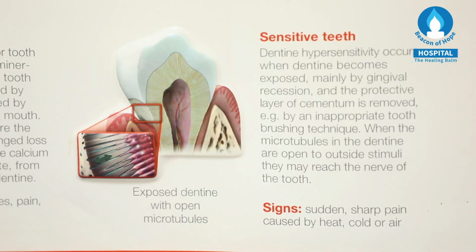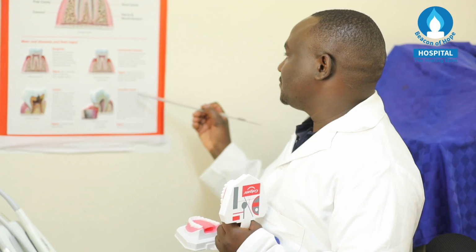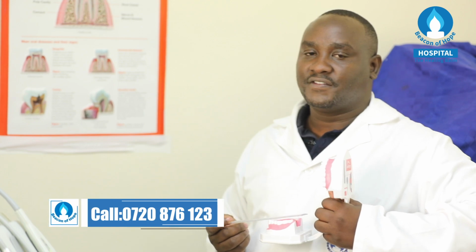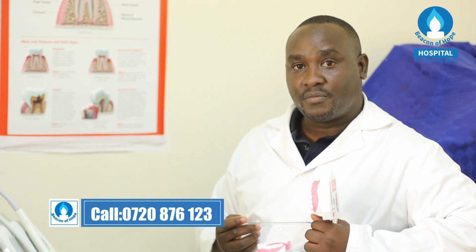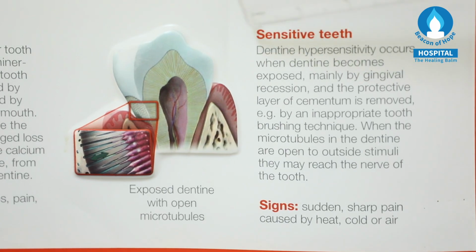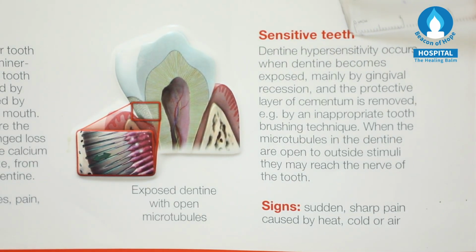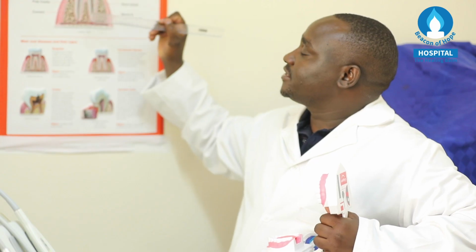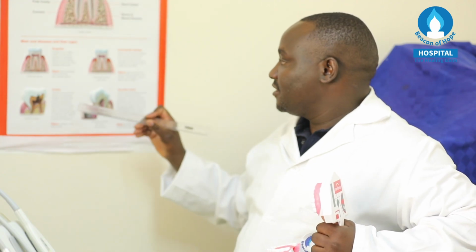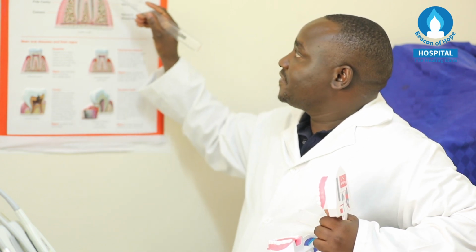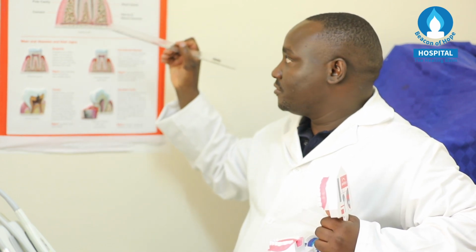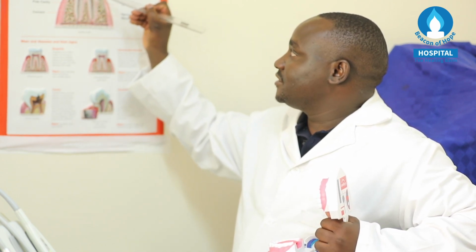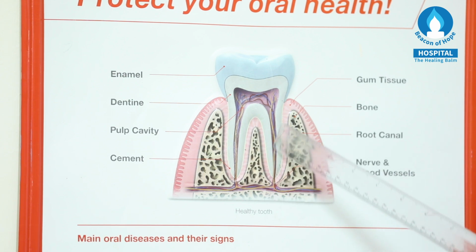The other condition I'm going to discuss is sensitivity of teeth. Teeth sensitivity. This is a very common condition which affects so many people. And so what causes this sensitivity? Dentine hypersensitivity occurs when the dentine becomes exposed. This is the dentine. So when this dentine now gets exposed, that is probably through dental caries. When this is exposed, now the nerves are very near to the dentine. So you start experiencing some sensitivity.